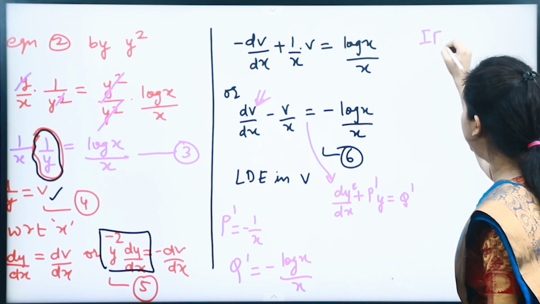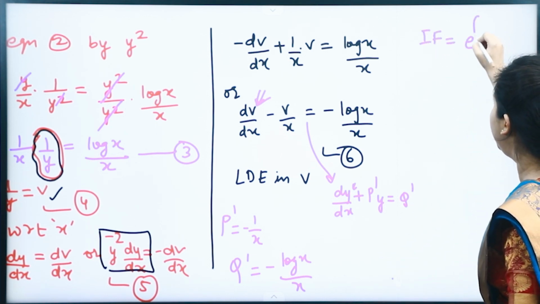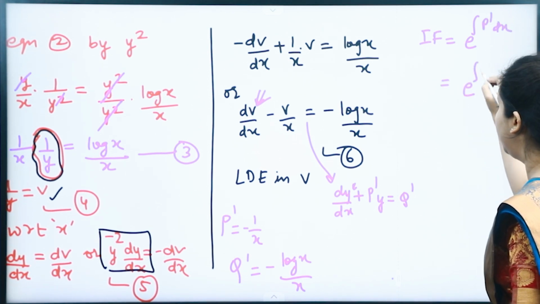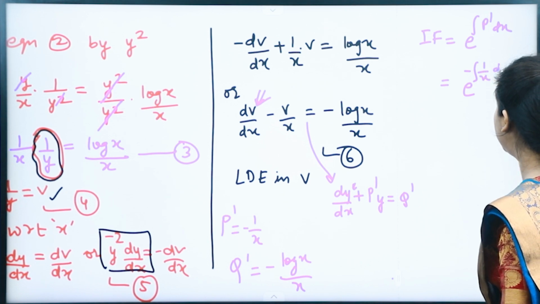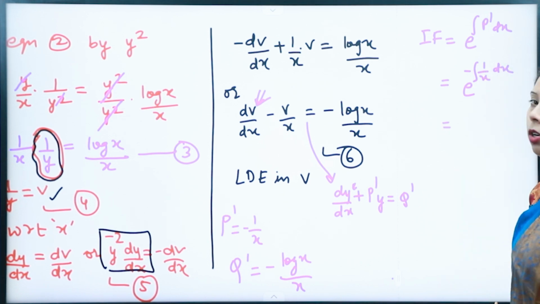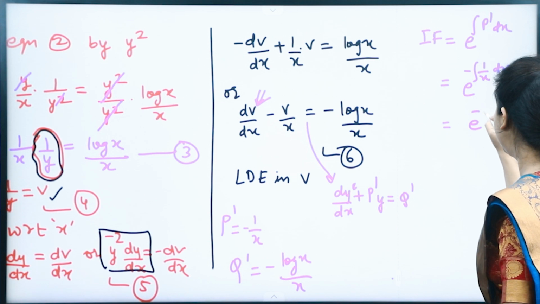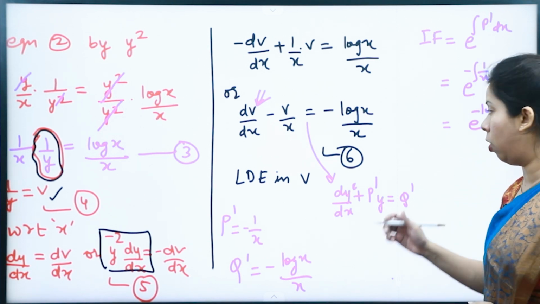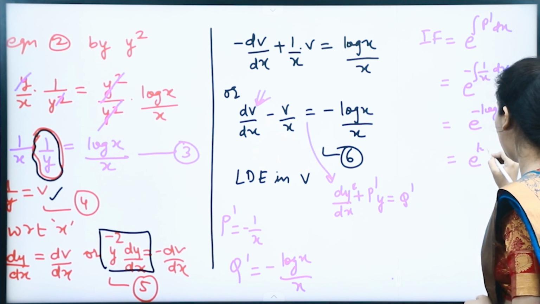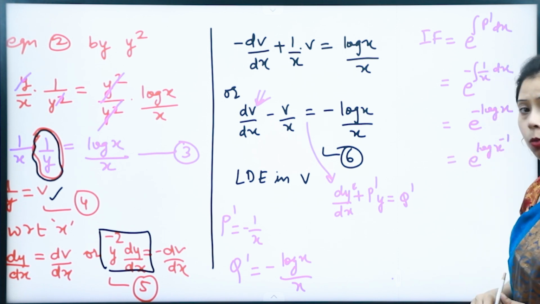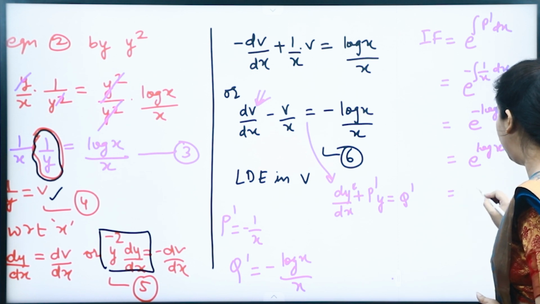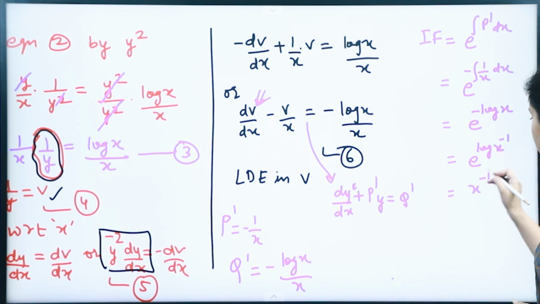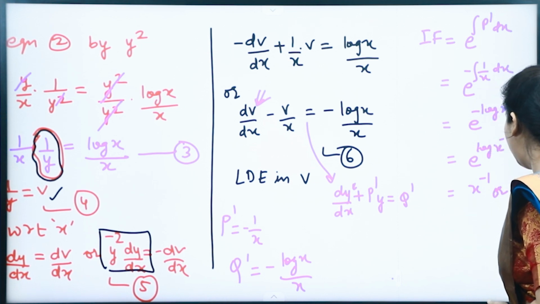So the formula for integrating factor is e raised to the integral of p dash dx. Substitute the value of p dash, that is minus 1 by x dx, and integration of 1 by x is log x, so we get e raised to the power minus log x. Then by the property of log, this can be written as e raised to the power log x raised to the power minus 1. Again by the property of log, we will get the value as x raised to the power minus 1, or you can write it as 1 by x.